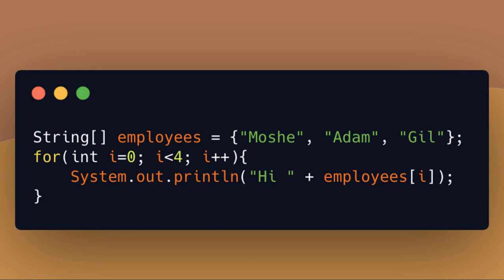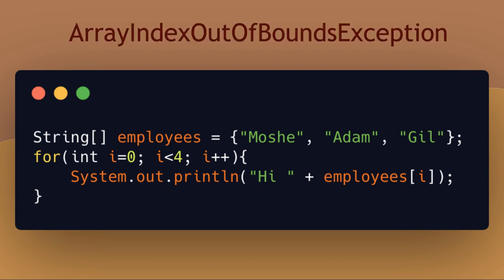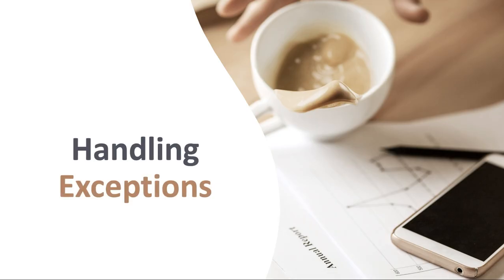However, when we run this, we run into an error when the loop attempts to access index 3 of this array because there is no index 3. So we receive an array index out of bounds exception, and the program would crash. You can handle exceptions within your code so that the program doesn't crash and so that you can provide a meaningful message. To do so, you use a try-catch clause.